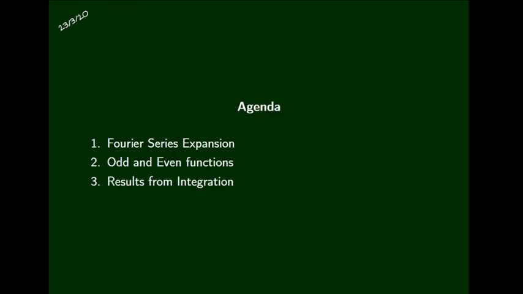The first important result is Fourier series expansion that we have discussed in semester 1. That is actually the core part of Fourier series analysis. The second part is odd and even functions. Why a function is called odd, when a function is termed as even, what is the geometrical importance, then what is the use of this odd and even nature in evaluation and integration, and finally we will discuss some important results from integration.